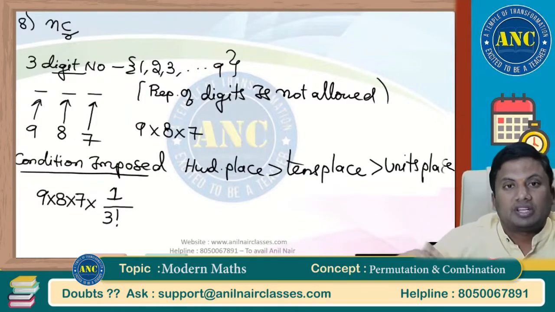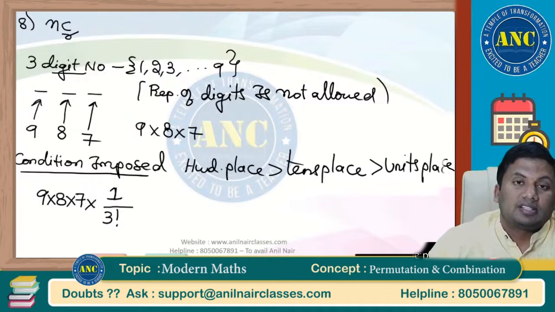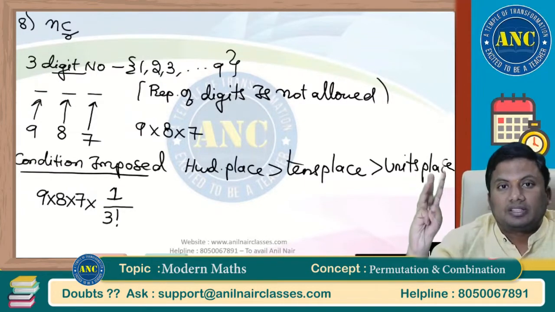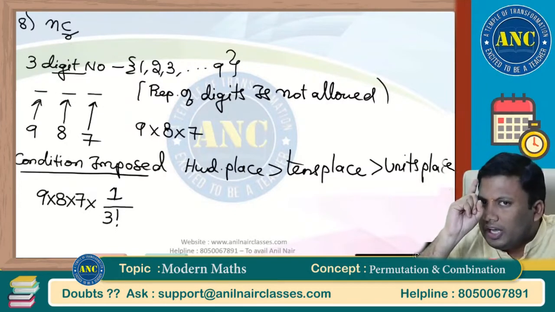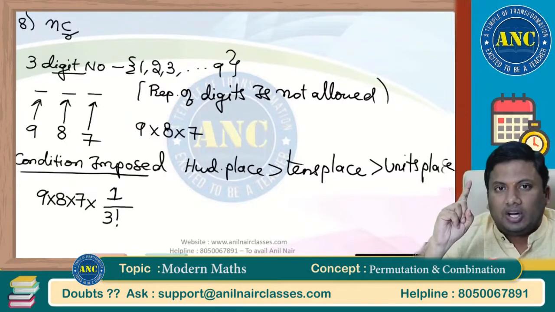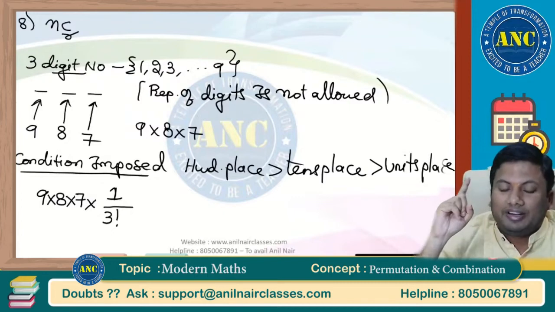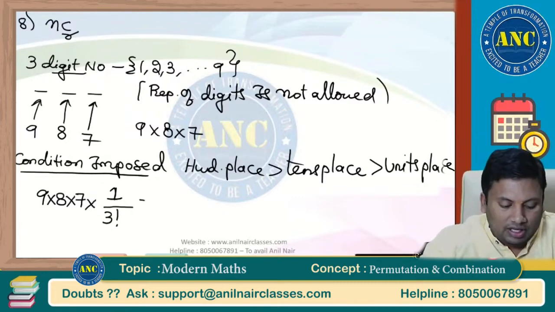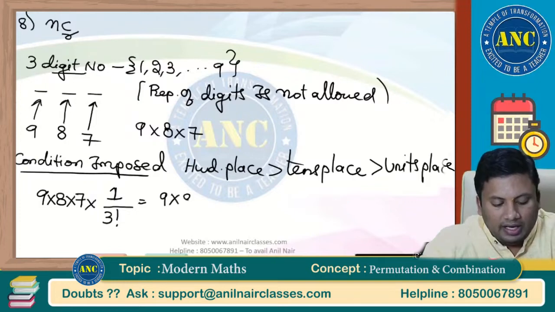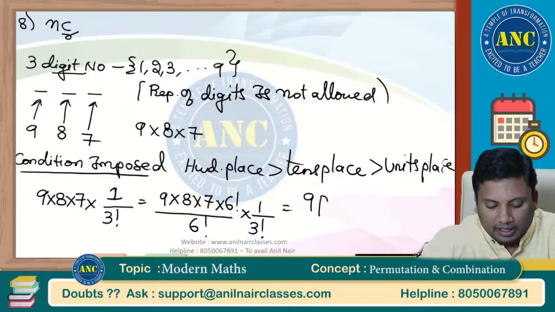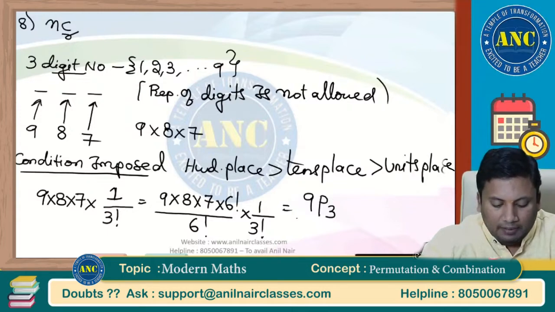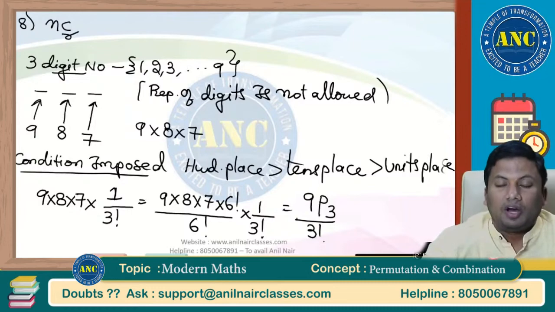These 3 numbers can arrange among themselves in 3 factorial. If 3 numbers are there, visualize any 3 numbers that come into your mind. There is only one way where they will be in ascending order, and only one way where they will be in descending order. So this is 9 into 8 into 7 into 6 factorial divided by 6 factorial into 1 by 3 factorial. These are nothing but 9P3 by 3 factorial. Are you all with me?